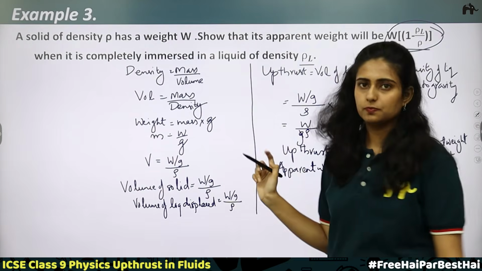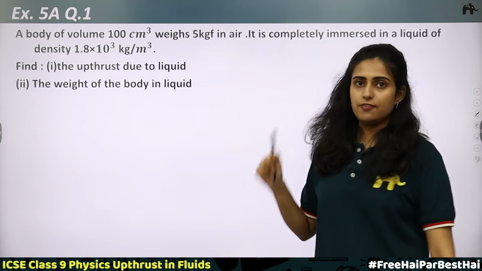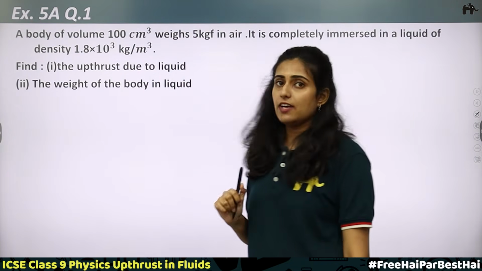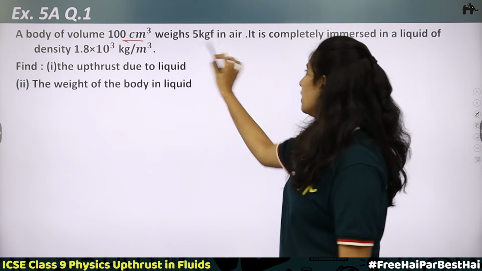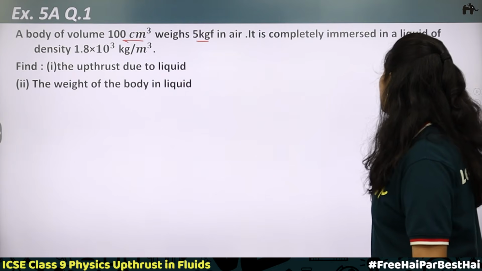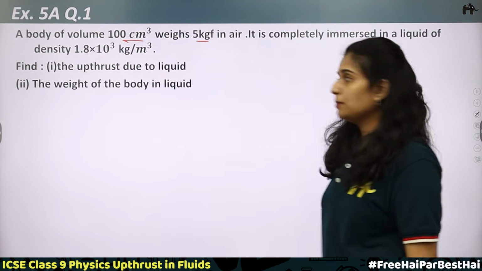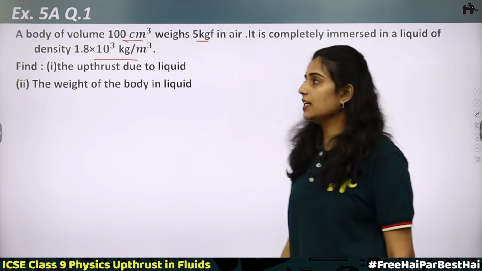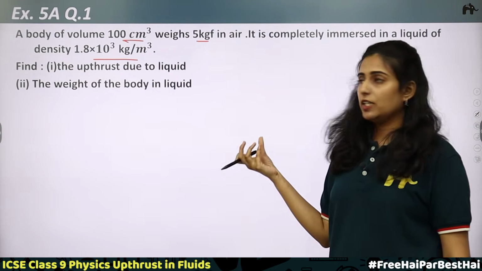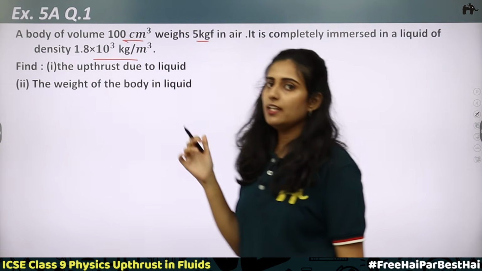Now let us solve problems from exercise 5A. Question 1 of exercise 5A: a body of volume 100 cm cube weighs 5 kg force in air. It is completely immersed in a liquid of density 1.8 into 10 raised to 3 kg per meter cube. First question, find the upthrust due to liquid. Second, the weight of the body in liquid.